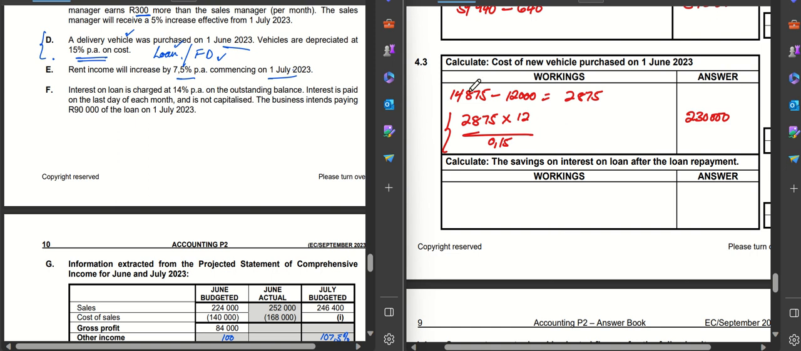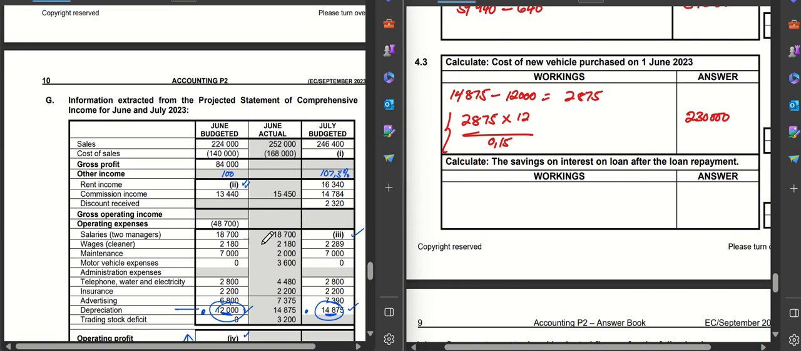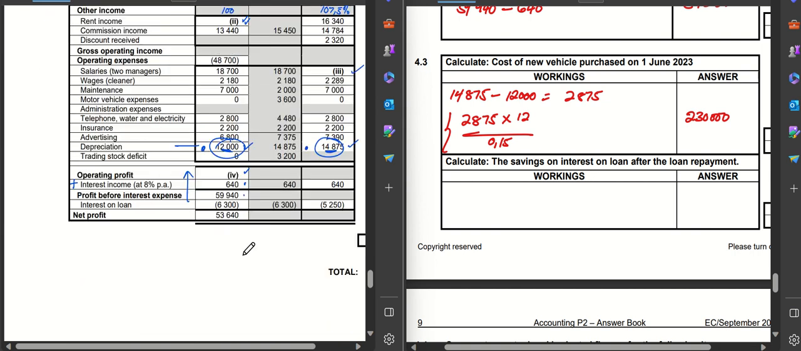And then the last one, I think this one was an easy one, where you calculate the savings on the interest on loan after the loan repayment. They're simply trying to say we were paying interest on the loan of 6,300 here, but interest on the loan has decreased. You see that? That simply means we have paid back the loan. That's why interest has decreased. Now that interest has decreased, by how much has it decreased? Because it has decreased to 5,250. How much has it decreased by? That's what the examiner was asking. That is 1,050. That was the answer.